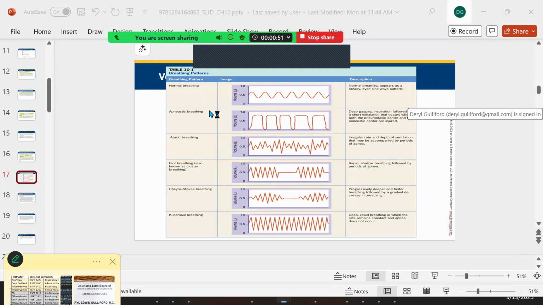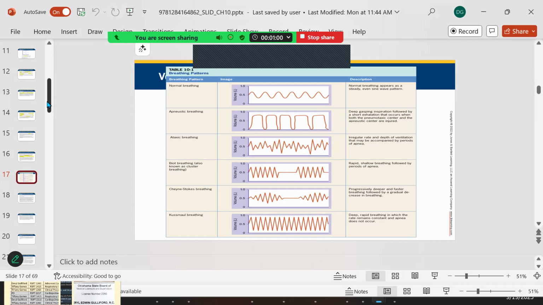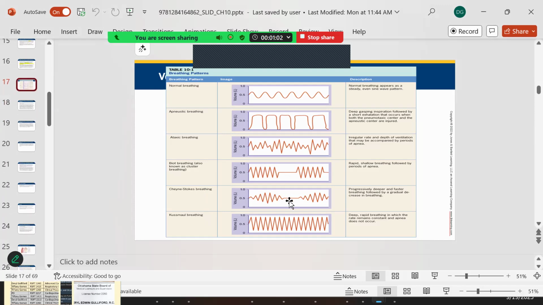It is breathing patterns all on one page. Normal breathing, apneustic, ataxic, Biot's, Cheyne-Stokes, and Kussmaul's. So that is very much the pattern that you need to recognize. Those are the ones that are likely to show up on board exams.